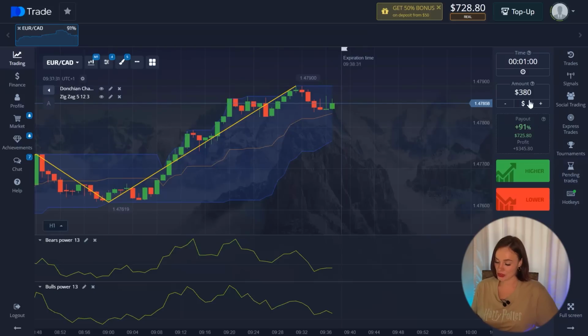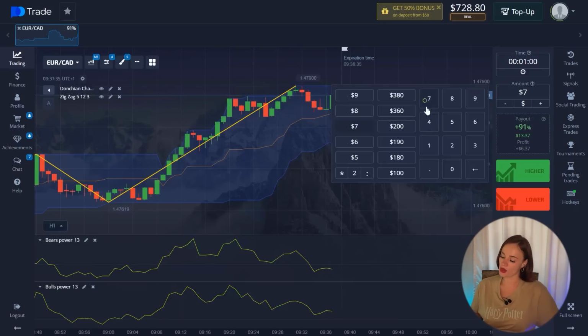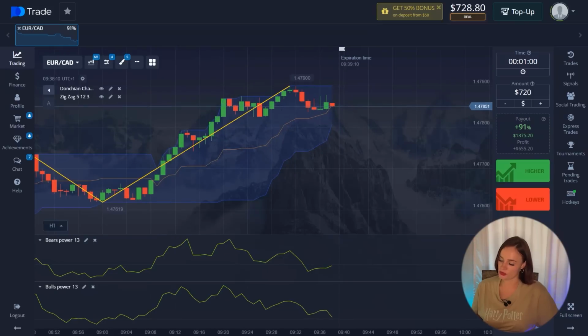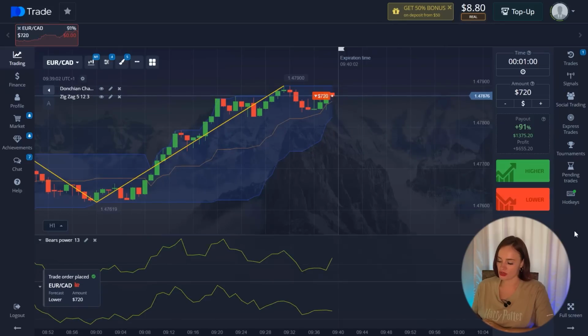So continuing to trade, I once again increased the amount of the transaction. Now it's $720. You remember that the risk of a failed transaction is always preserved, and with such amounts, the consequences of negative development are always sad. Realizing this, I opened another deal to move lower. The bears and bulls power indicator lines this time moved in different directions.